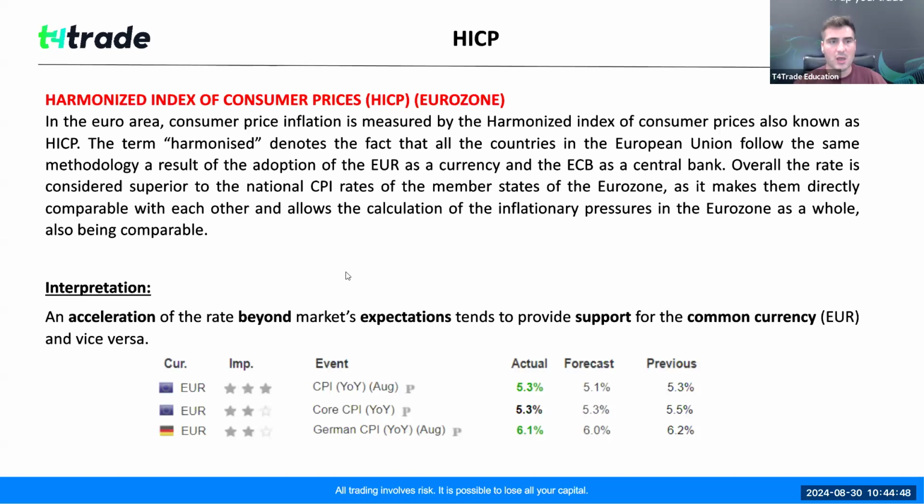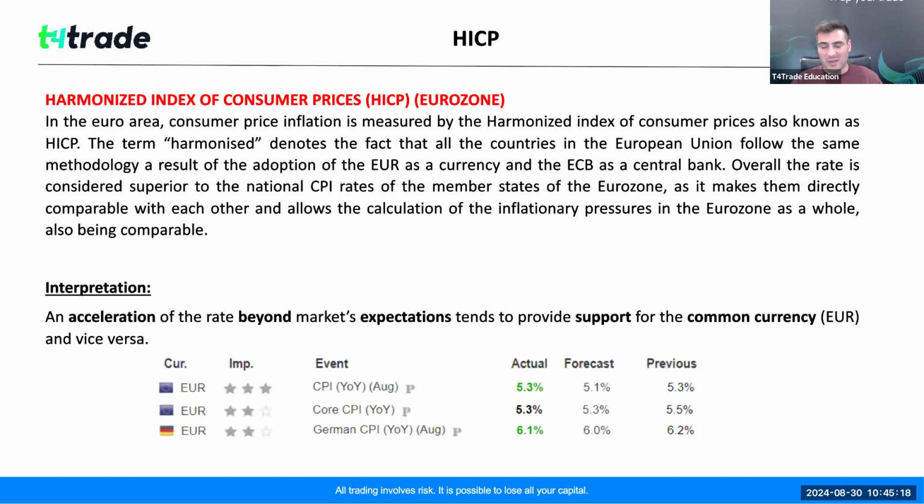So in the Euro area, consumer price inflation is measured by the Harmonized Index of Consumer Prices, also known as HICP. The term Harmonized denotes that all of the countries of the union are using the same principles, standards and procedures to come up with a result, which is much easier for investors, traders and economists to look at as a holistic number, knowing that the process was the same.